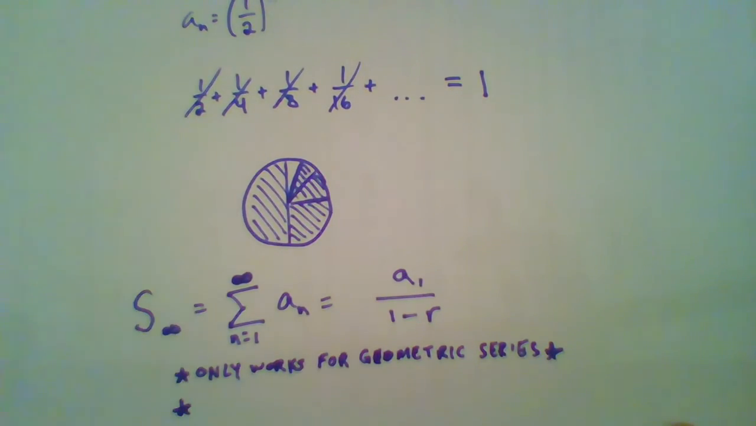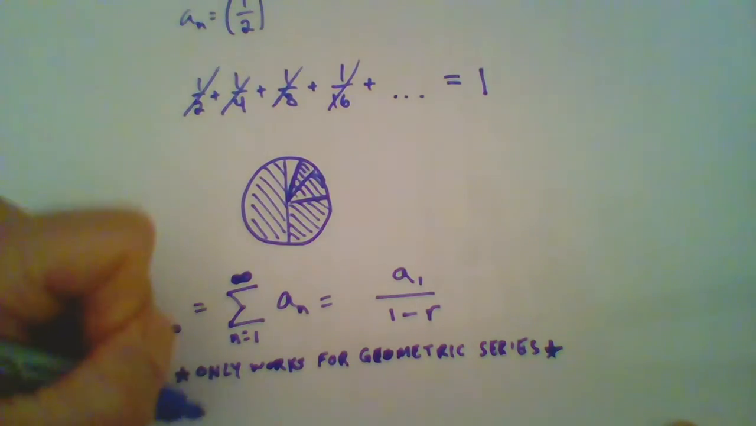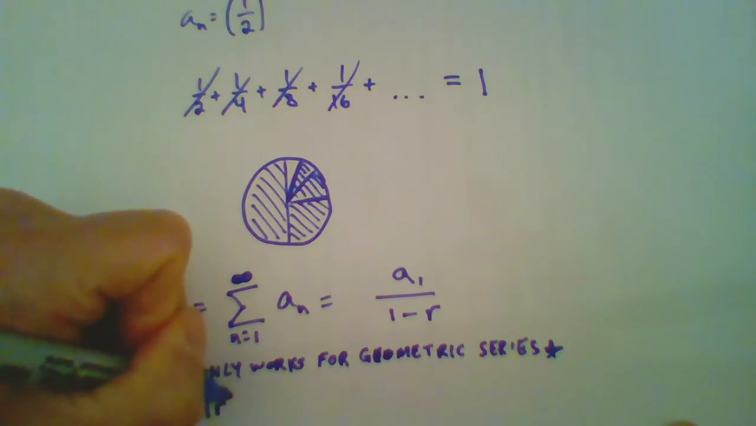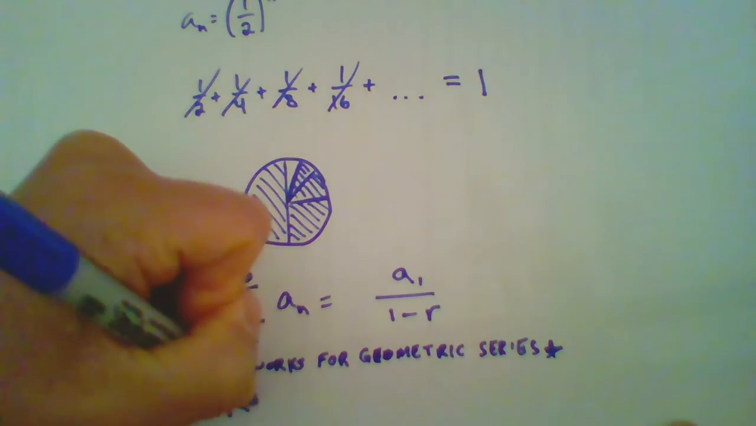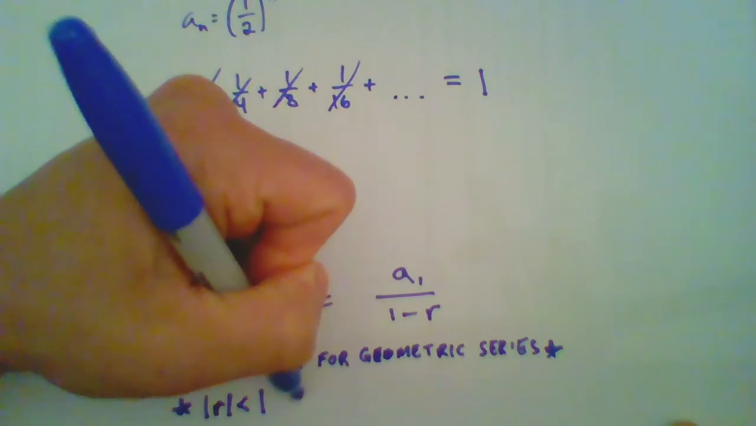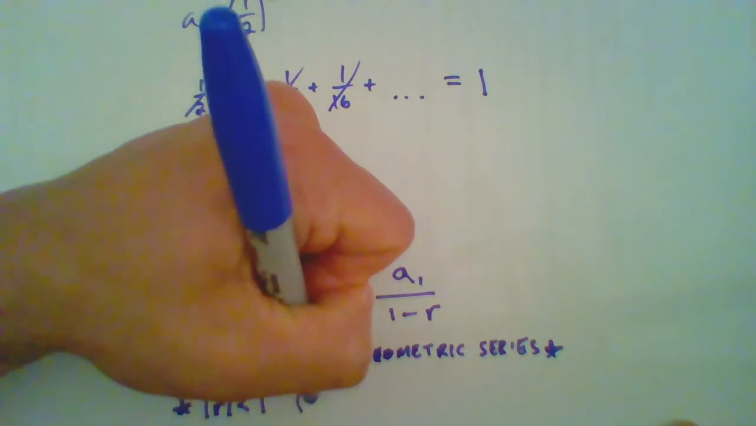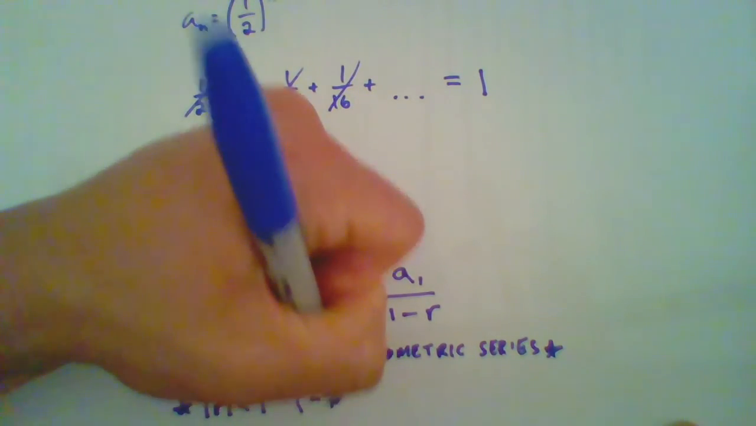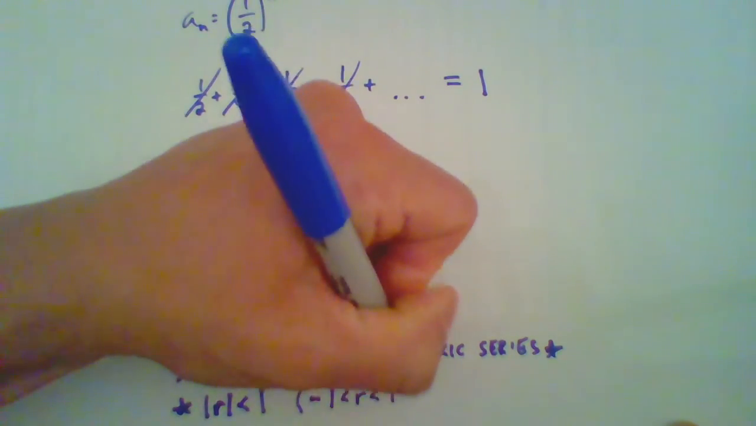And the other key thing is that we only get a finite sum if the absolute value of r is less than 1. If you try some examples where r is not less than 1, it will be obvious why this is true, but you might not have thought about that. Another way of thinking about this is that r is between -1 and 1. So we could also write this as -1 < r < +1.